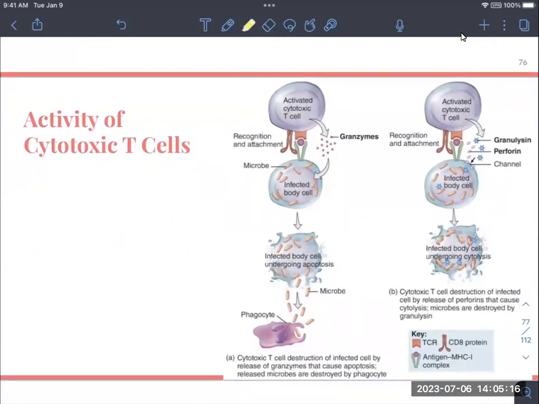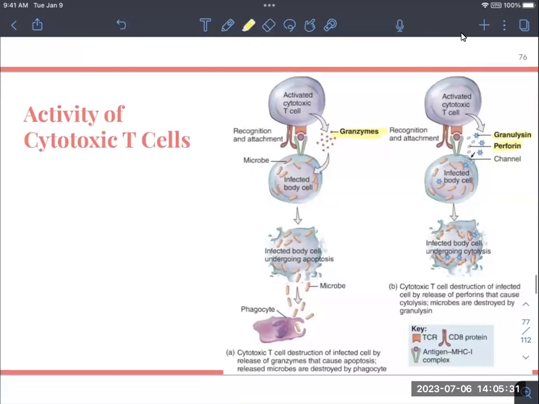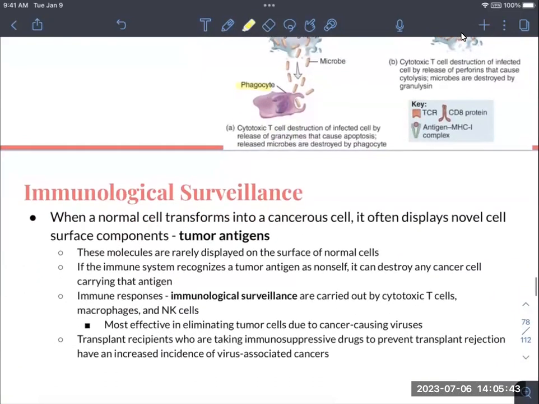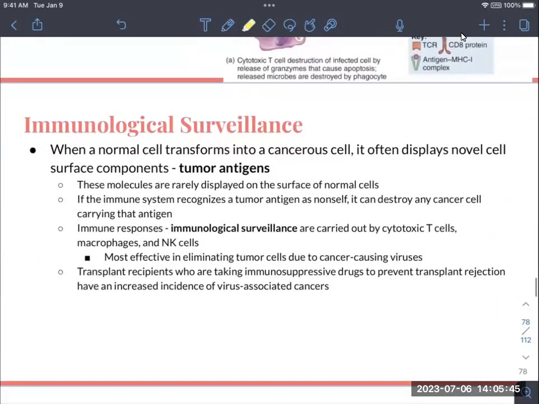So they go from one cell to the next cell, sending in granzymes, granulosin, perforin, causing these cells to die in one of many ways. And then these phagocytes are at the other end. As these microbes are leaving the cell because that cell died, those phagocytes are taking them in and killing them. So our immune system can kind of survey what is happening around the body.